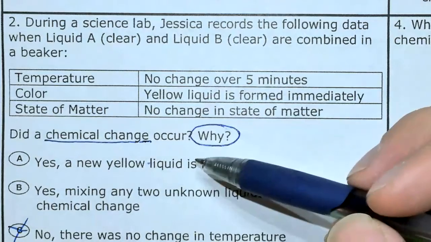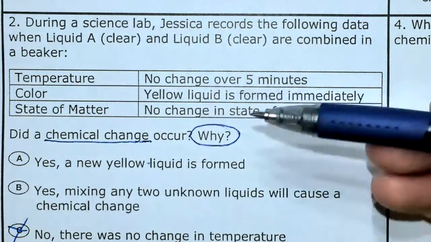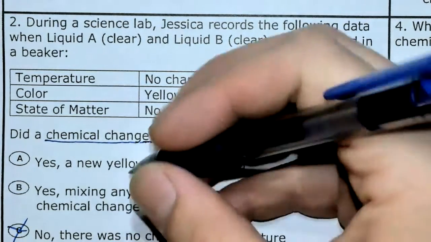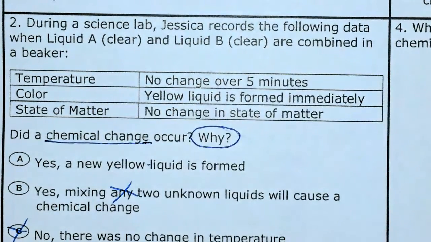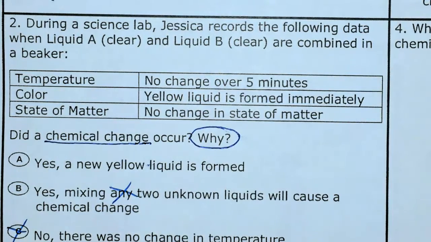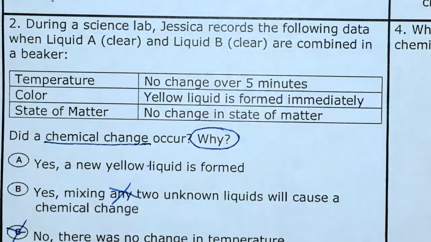But why did it occur? Okay, so yes, a new yellow liquid is formed, or B, yes, mixing any two known liquids will cause a chemical change. Guys, any two unknown liquids? No. If you took Sprite and water and mixed together, what'd you get? Watered down Sprite. No chemical change taking place. The bubbles that you would see in the Sprite is just a pressure change from the actual carbonated water. That's not a chemical change.